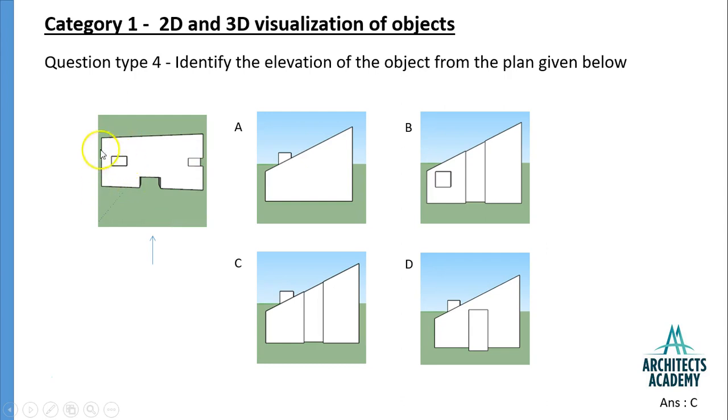Now if I correlate these lines in elevation, then I will find out that C should be the correct answer. So why we will see that we are seeing 1, 2, 3 and 4 of these edges, which we can see here, and we can also see this top portion which has come over here. Okay? So that is why C will be the correct answer.